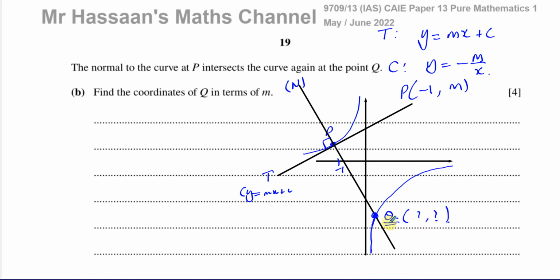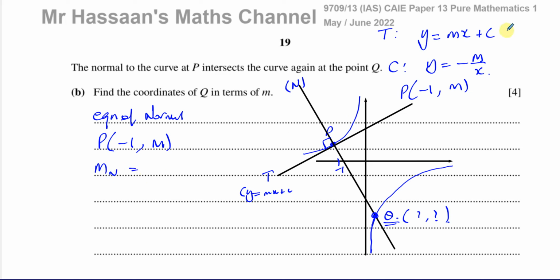In order to do that, I need to know where the normal intersects this curve. So I need to find the equation of the normal. If I find the equation of the normal, I can then find where it intersects this curve. I know one point, there'll be another point that we can find. We know one of the points will be x equals -1. We need to find the other point. The equation of the normal can be found from the fact that it passes through the point we have, -1, m, and we need the gradient of the normal. The gradient of the normal is the negative reciprocal of the gradient of the tangent. We can see that the gradient of the tangent is equal to m. So the gradient of the normal is -1 over m.